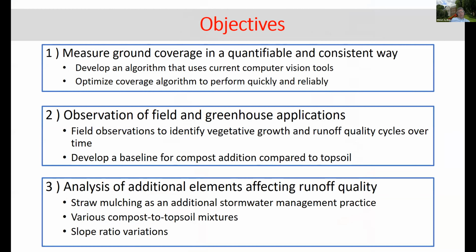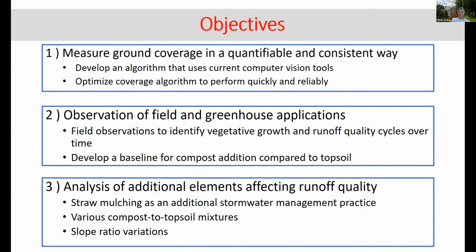One of them is measuring the ground coverage in a quantifiable and consistent way, which was very, very important. Okay, this grass grows or the plants grow, but can we quantify them in real time? So we developed an algorithm that uses computer vision tools, and we coupled that with AI, artificial intelligence, machine learning systems, so that we can optimize the coverage to perform quickly and reliably.